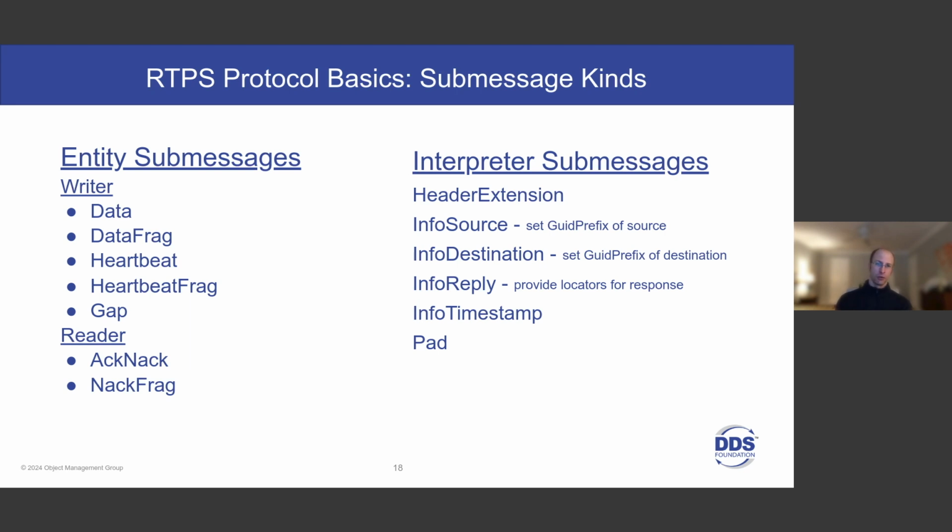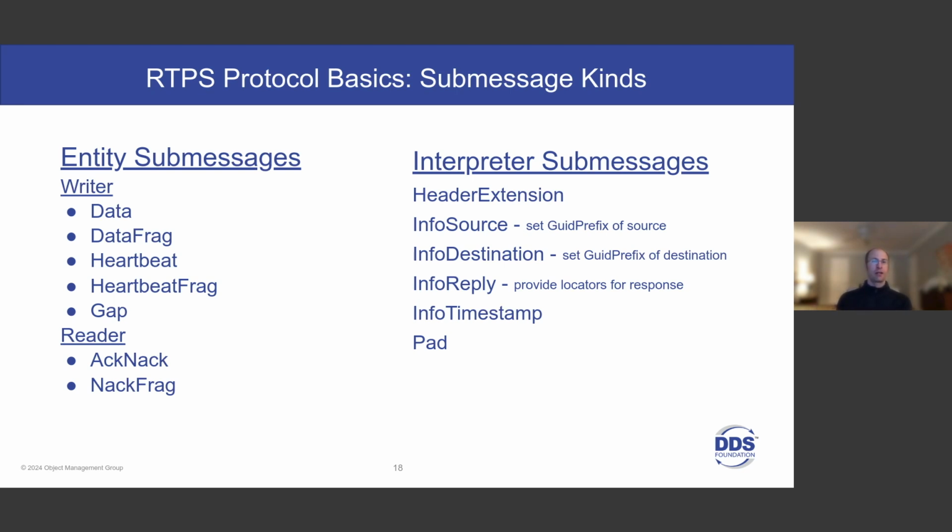The entity submessage is more interesting. From the writer perspective, we have a data submessage that contains the data for the sample that was written in the API. There's also a heartbeat, which is a way for a data writer to say a couple of things. One, that it's still alive if you're doing liveliness, but it's also a way of saying this is the data that I currently have, through a sequence number range. I'll talk a little more about that later. And then there's gap, which is kind of the antithesis of a heartbeat, saying, I don't have this data, please stop asking me for it.